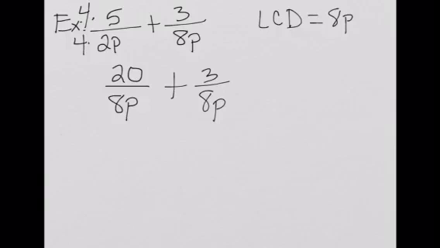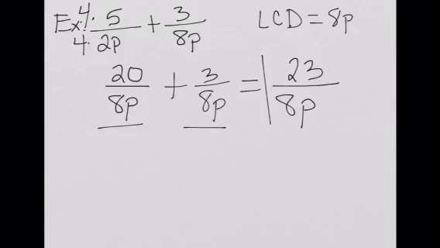Now we notice that they have the same common denominator, and so we're ready to just add these together, where 8p is my common denominator. Then 20 plus 3 is just 23. Now you have to ask, can I simplify that any further? No, we can't. There's no common factor between 23 and 8, so that becomes my final answer.